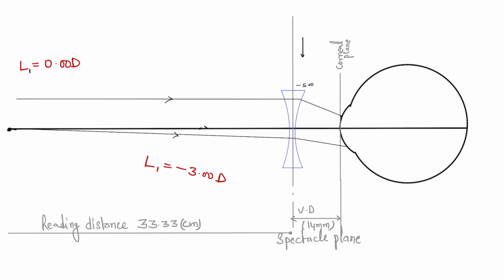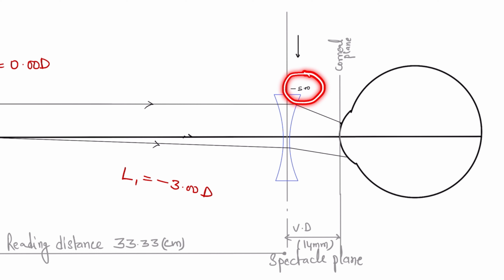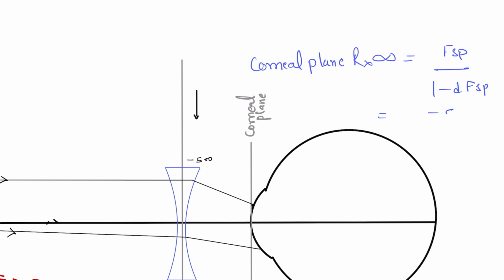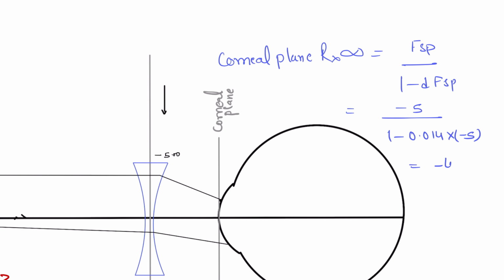Let's take one more example where the eye is myopic, minus 5 diopter, and the light is from infinity. We are going to calculate what will be the corneal plane refraction when the patient is viewing a target at infinity, which will be given by the vertex distance formula, FSP equals F over 1 minus d F. Here minus 5 is our power, so minus 5 divided by 1 minus 0.014 multiplied by minus 5, which will be equal to minus 4.673 diopters.